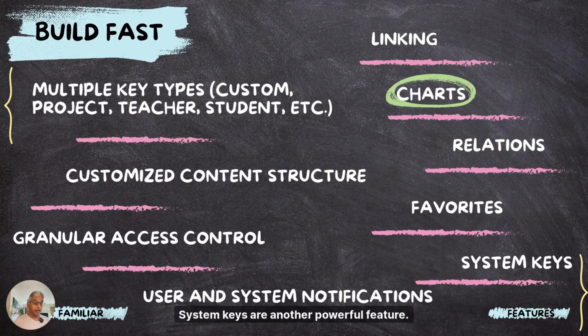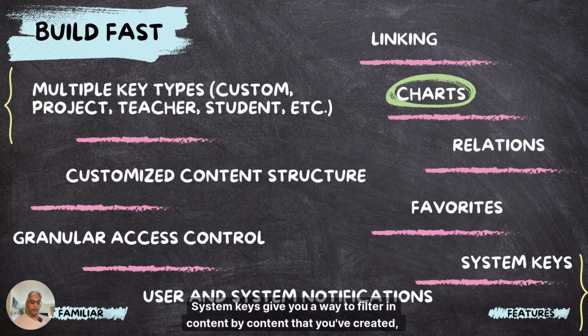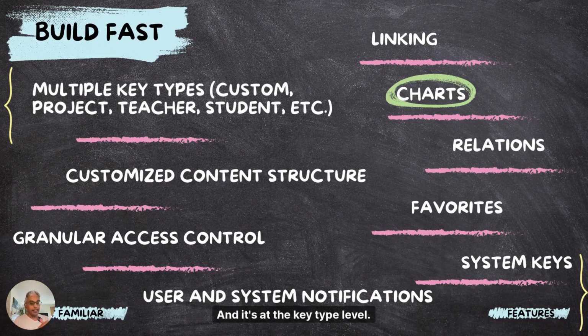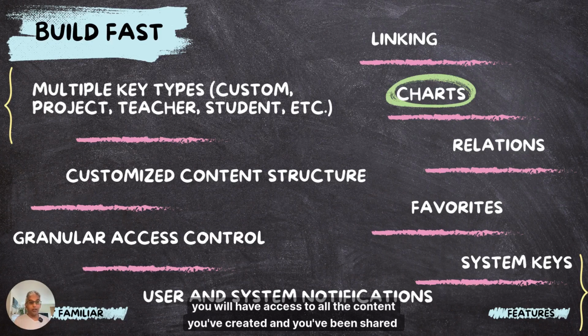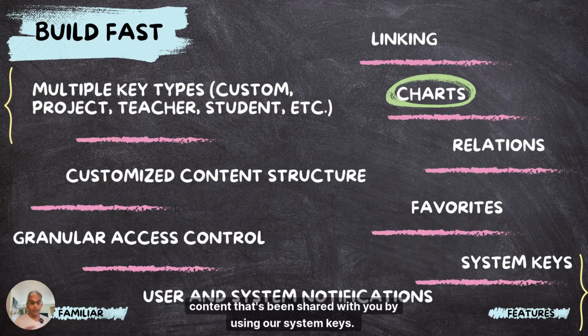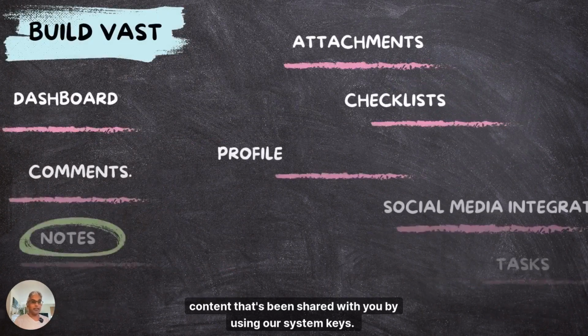System keys are another powerful feature. System keys give you a way of filtering content by content that you've created, content that is being shared with you, and content that you share with other people, and it's at the key type level. So we have system keys for each of the key types we support. Even if you did not create a custom structure, you will have access to all the content you've created and content that's been shared with you by using our system keys.